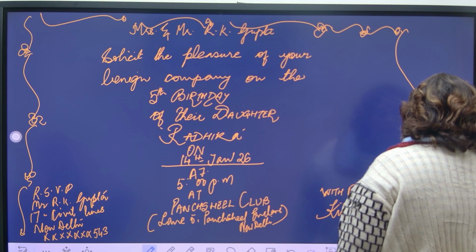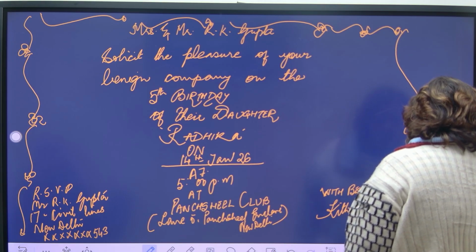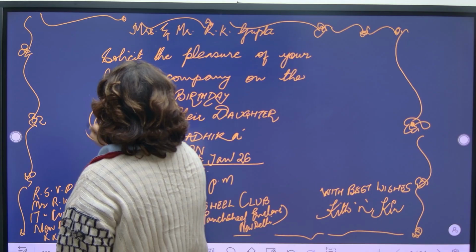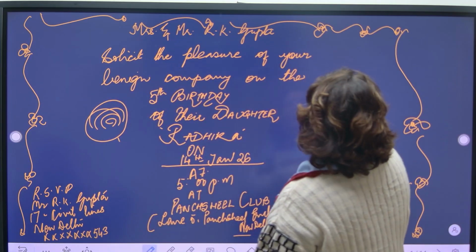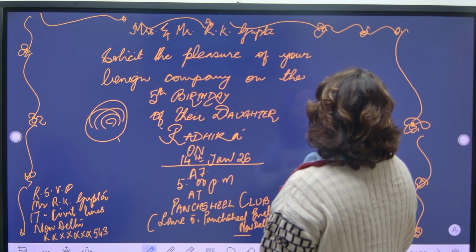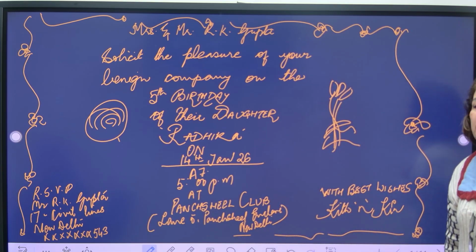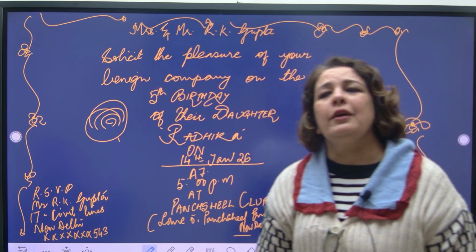Okay, I'm not good in drawing. And the closure. Fine. You can make buntings. You can make a balloon. Okay, that was a designer one that we did just now, and this is a handmade one. So this is how you have to present your invitation.